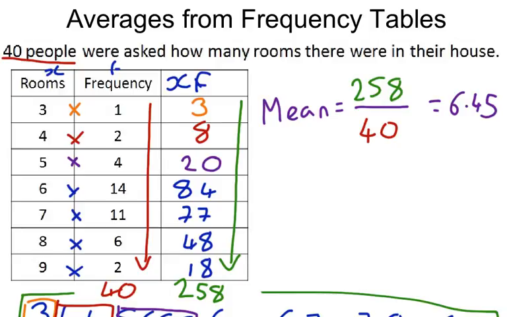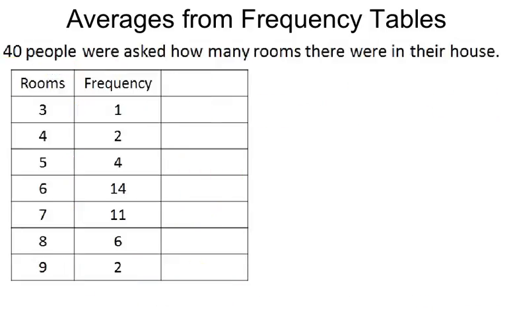Finally, let's look at the median. So for the median of our data, we need to find the middle value in the data. We're going to use the trick of finding the middle number by finding how many bits of data there are. Well, we know that. We know there are 40 bits of data because we've already worked that out. And we use the formula n plus 1 over 2.